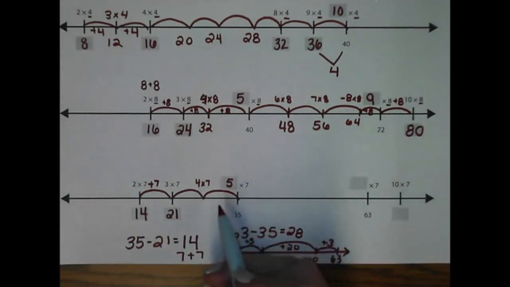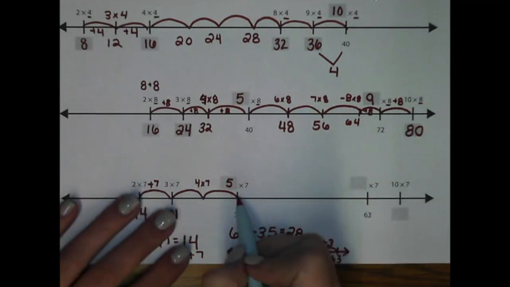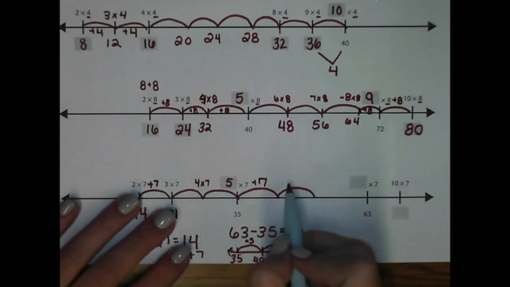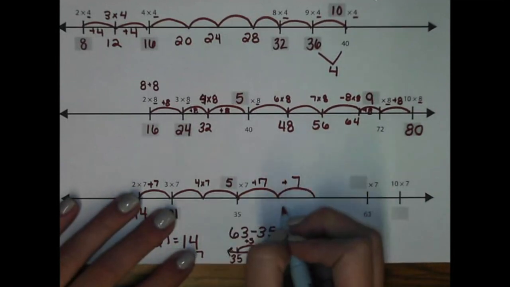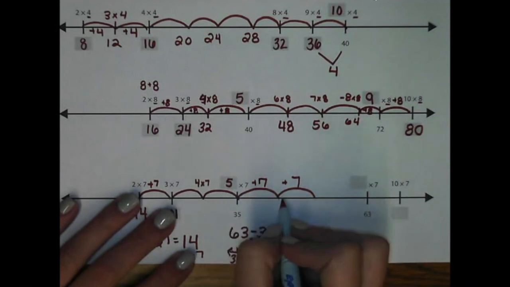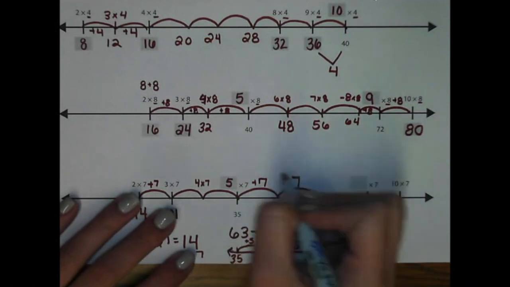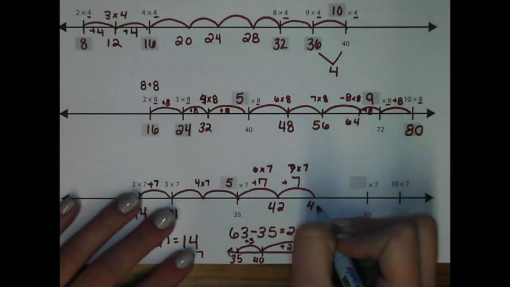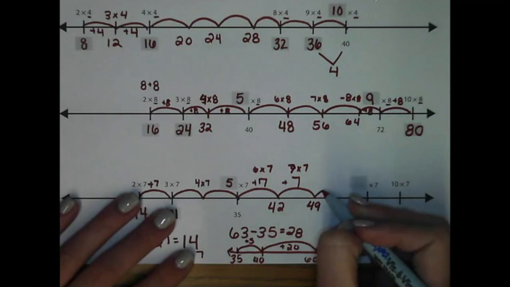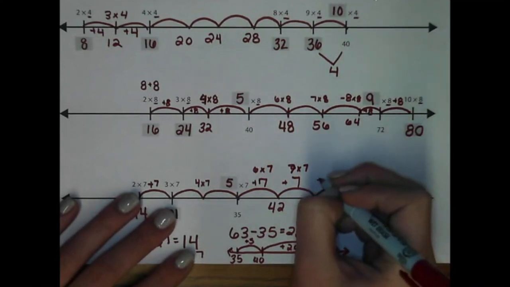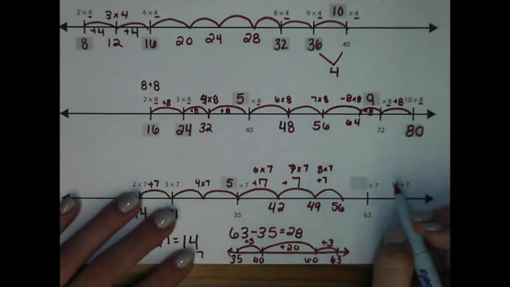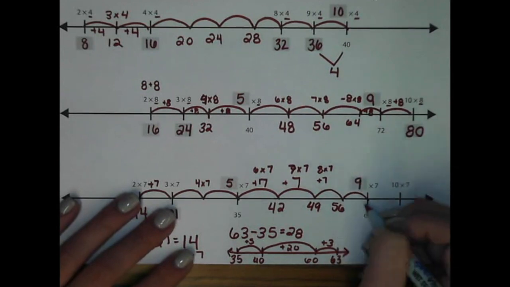So I have 28 to jump. I know 2 jumps of 7 equals 14. So that would get me to 6 times 7 to get to 42. 7 times 7 equals 49. Another jump of 7 is 8 times 7 to get to 56. And my last jump is going to get me 9 times 7 to get to 63.